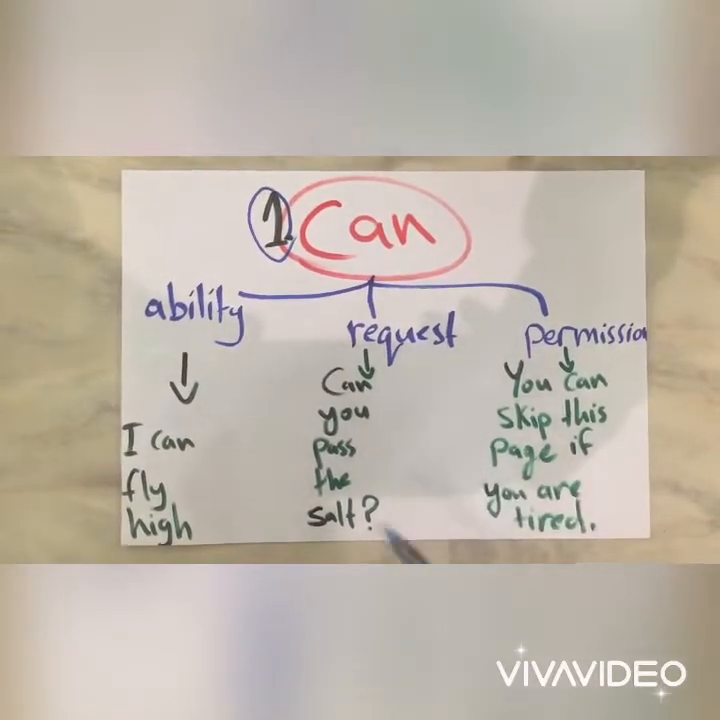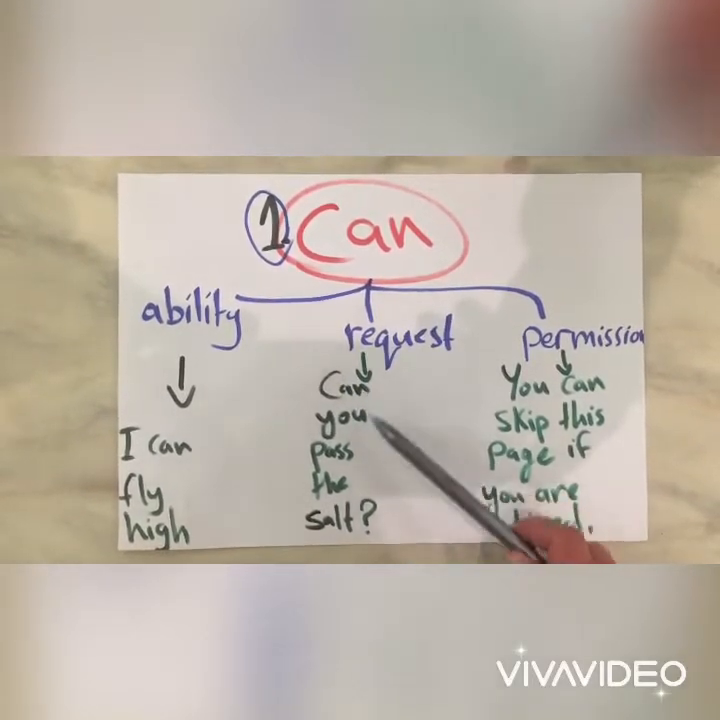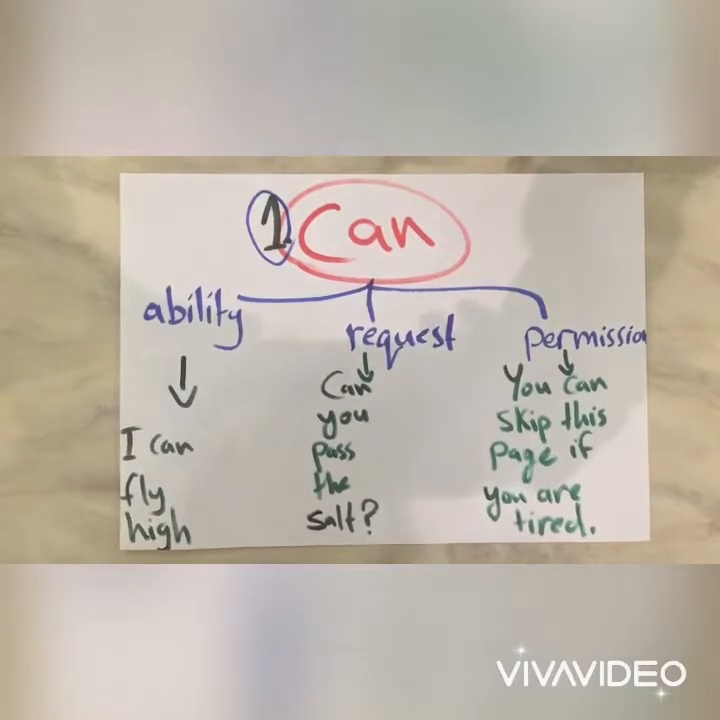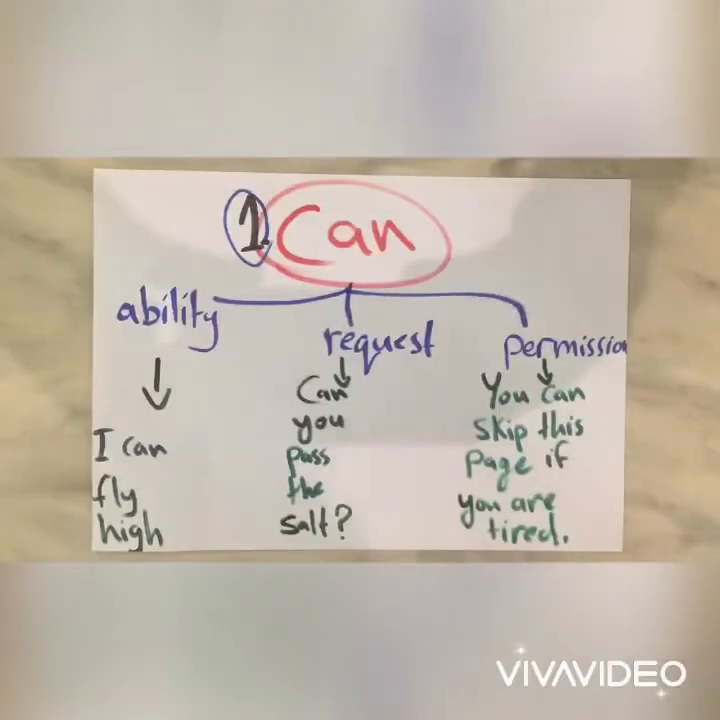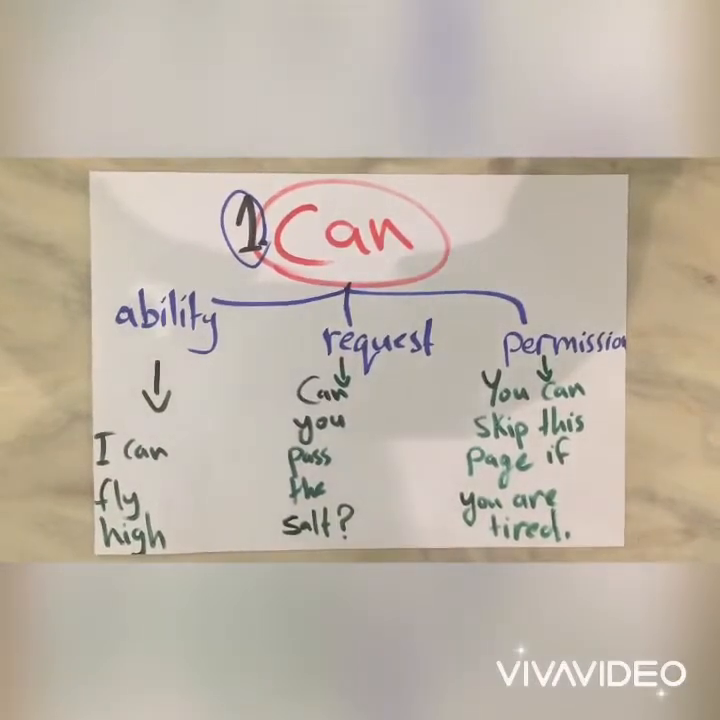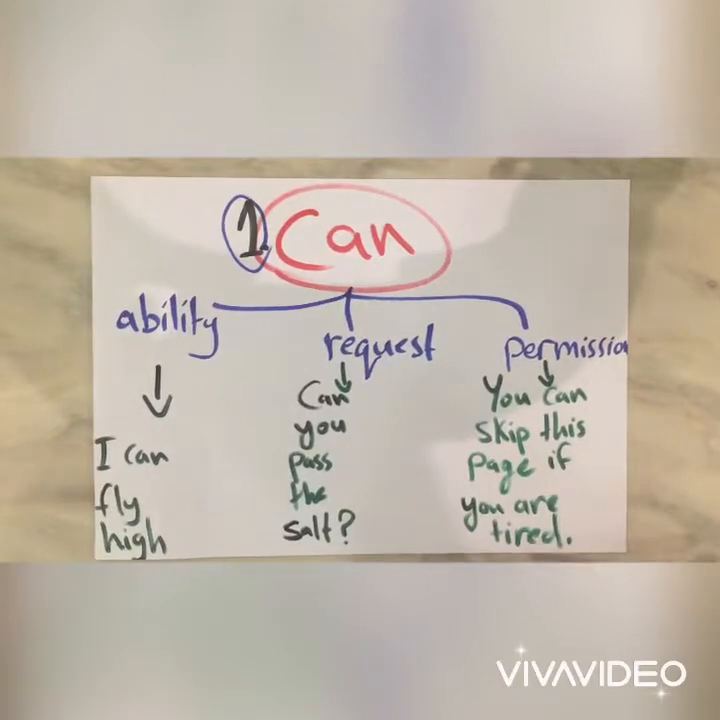Another use for can is request. An example of this is, can you pass the salt? The third use of can is permission, in case somebody is allowing somebody else to do something. An example of this is, you can skip this page if you are tired.